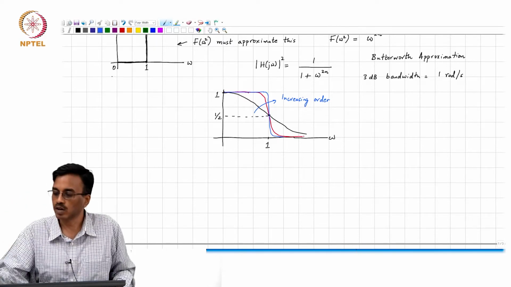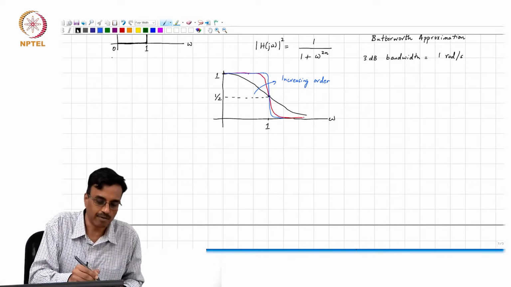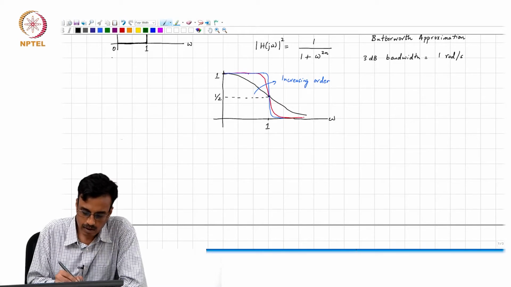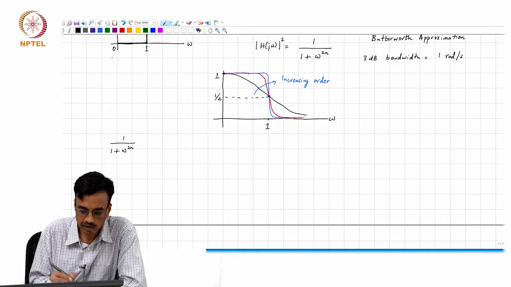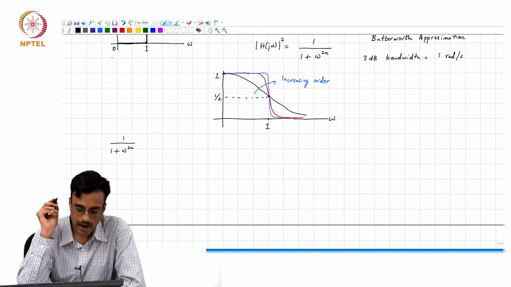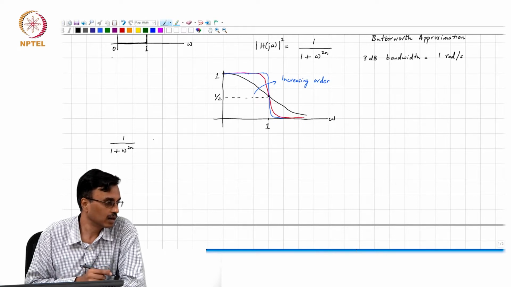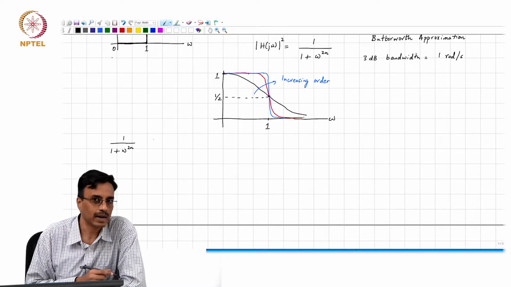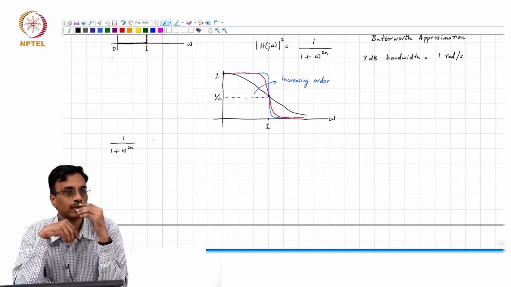Now, that's only part of the puzzle. What we are actually interested in finding is the H of s which corresponds to this magnitude response. And how do we get to the transfer function? Given H of j omega the whole squared, how do we get back to the transfer function?